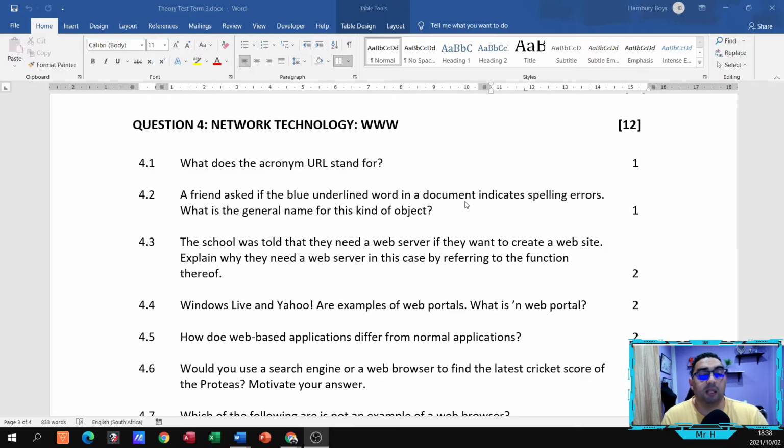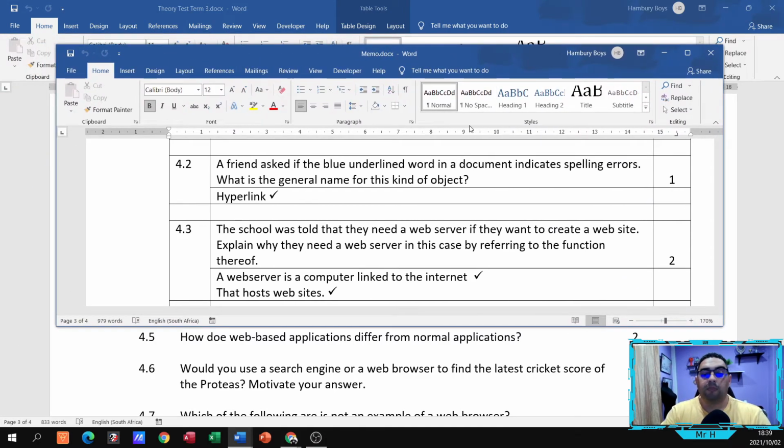4.3, the school was told that they need a web server if they want to create a website. Explain why they need a web server in this case by referring to the function thereof. Again, I don't want you to get the wrong answer, so let's have a look at this. Right, so number one, what is a web server? That's the first thing they wanted to know. A web server is a computer linked to the internet. Now, it's not just any computer. It's going to be a special computer, nice and powerful, because a lot of people are going to be accessing the website. So a nice, special, powerful computer that's linked to the internet.